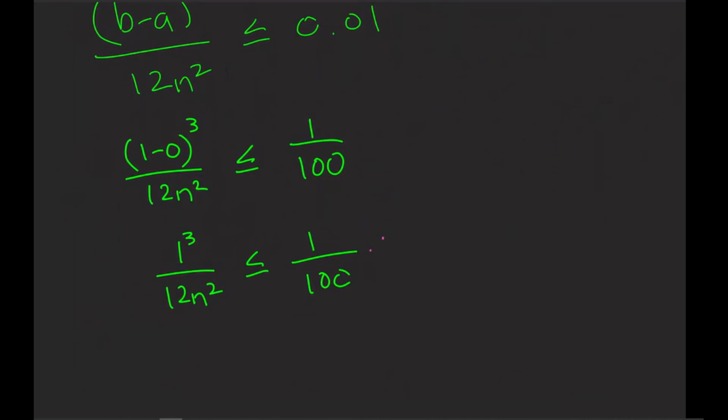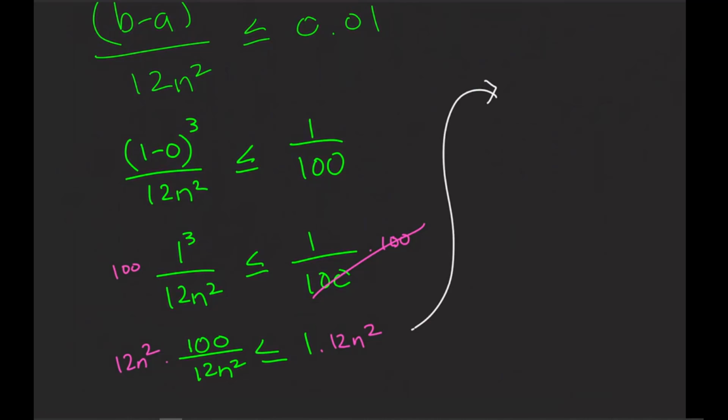Well, I could multiply both sides by 100 to get rid of this. So I have 1 cubed is just 1. And then to get rid of this 12n squared, I can multiply both sides by that. In essence, what I'm doing is what you would call cross multiplying. Most people get confused because you're doing it over an inequality, but you can still do that. So now I've got 100 is less than or equal to 12n squared. Remember, I'm solving for n squared.